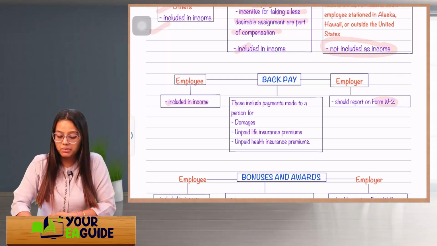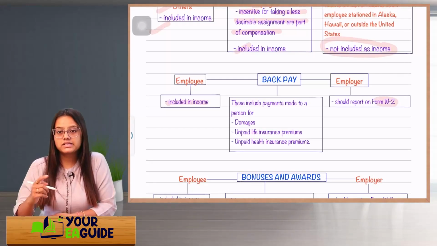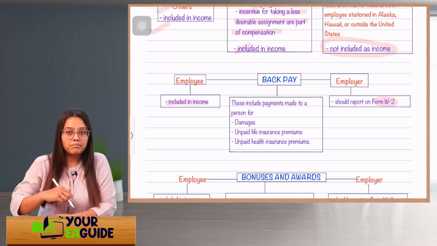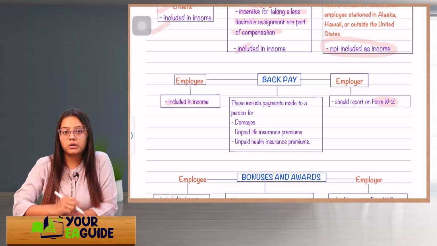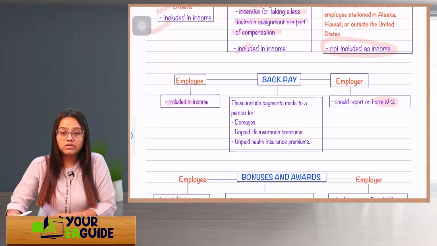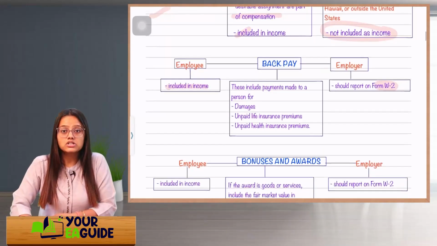The employer will report it on the W-2 while paying. Let's say for the month of November, the salary is paid in the month of February. The November salary was not paid, so it was not included in the previous year. Now you will include it in the year in which it is received. Okay, so this includes the payment.